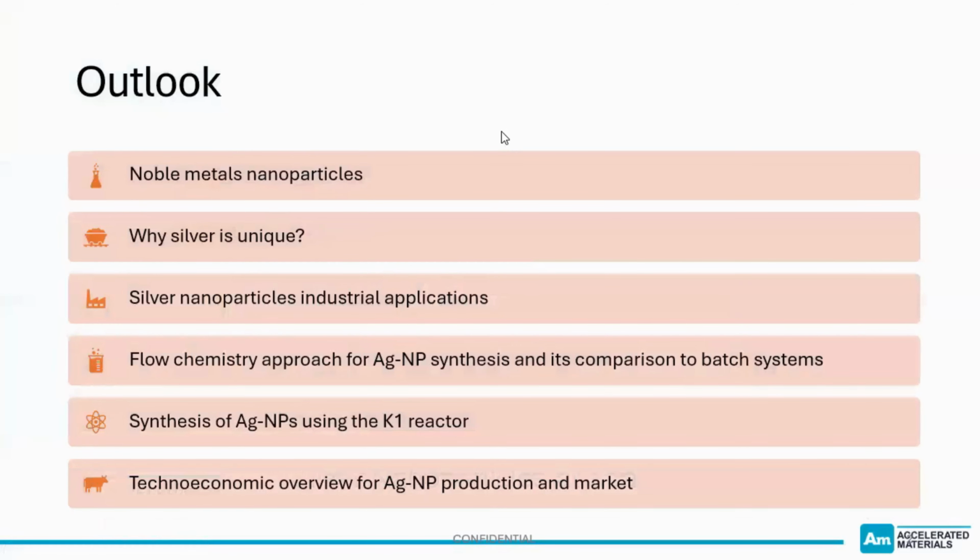So here is the small outlook for today's session. I will review a little bit on the noble metal nanoparticles. Also, we will discuss why silver is unique among those metals, what the nanoparticles' industrial applications are, and the flow chemistry approach for nanoparticle synthesis and its comparison to the batch systems. And of course, the synthesis of the silver nanoparticles using the K1 reactor is our experience. And at the end of the session, I will touch a little bit on the techno-economic overview for the production of silver nanoparticles and the current market outlook.